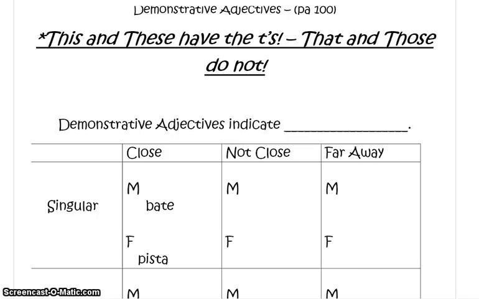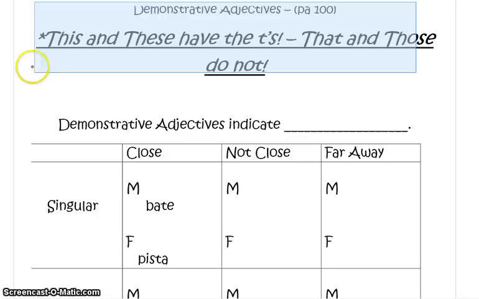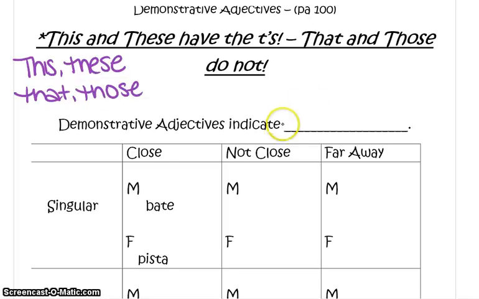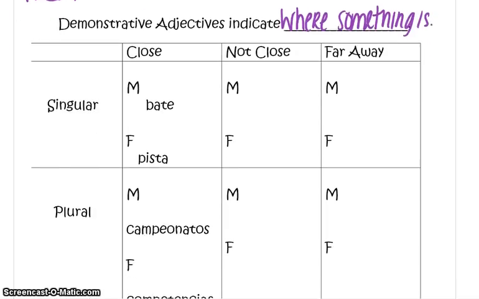So demonstrative adjectives in English mean this, these, that, and those. Okay? Demonstrative adjectives indicate how far something is or where something is. So let's start going through our chart here.